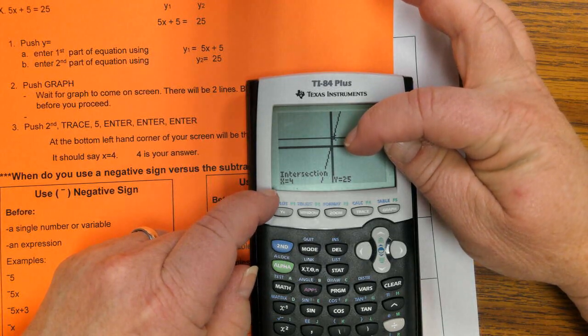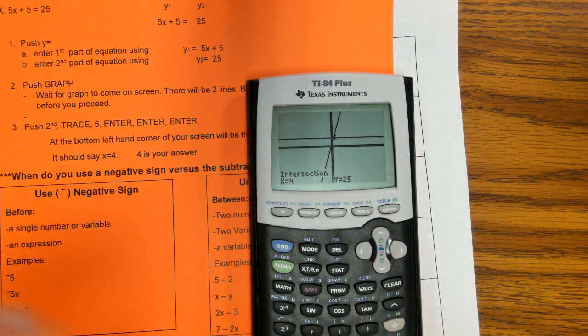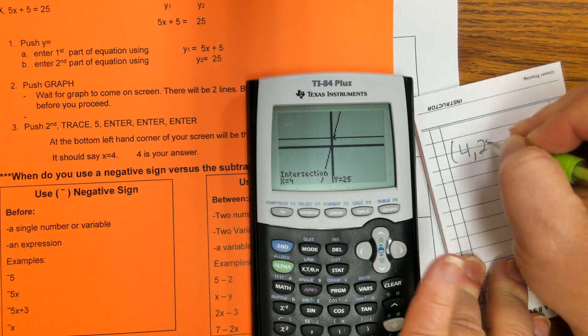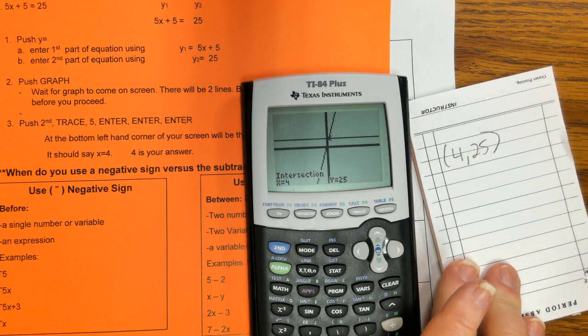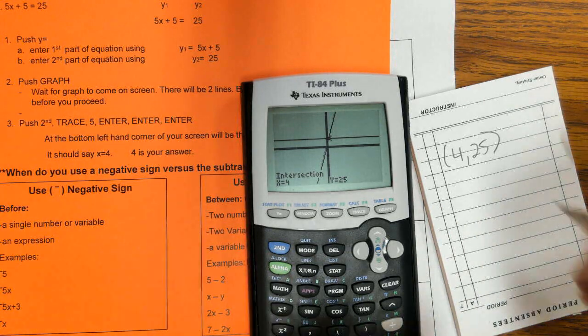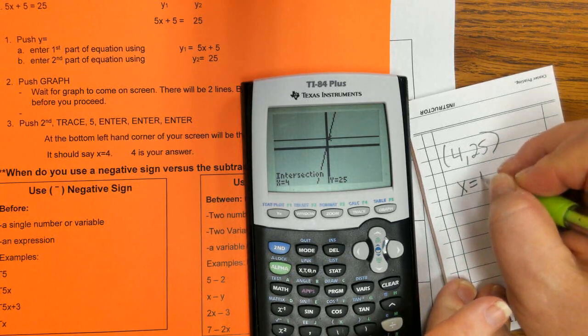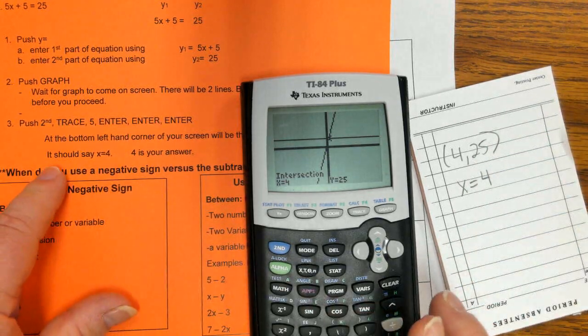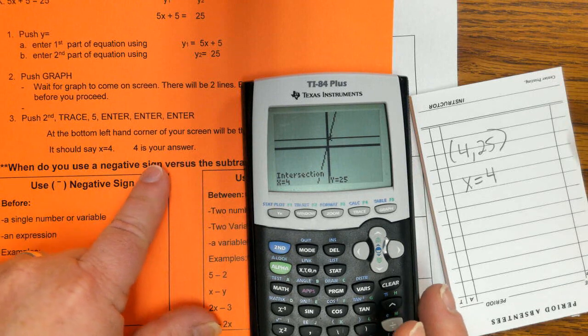Now the actual point is (4, 25). It's 4 for x, 25. If you were writing a coordinate point, you would write that as 4, 25. But that's not what we want. When we're solving this equation, we want to know what x equals. So x is equal to 4. So that would be your answer, and 4 is your answer.